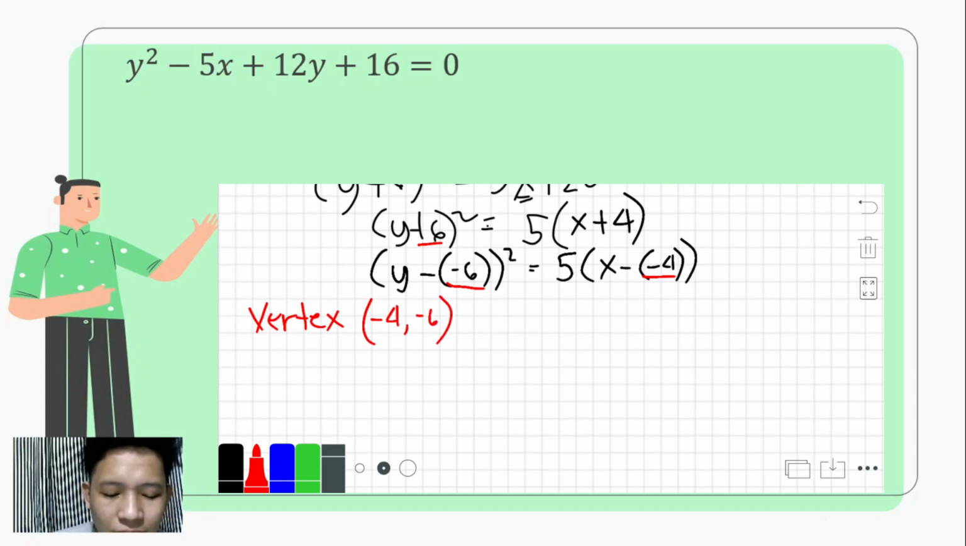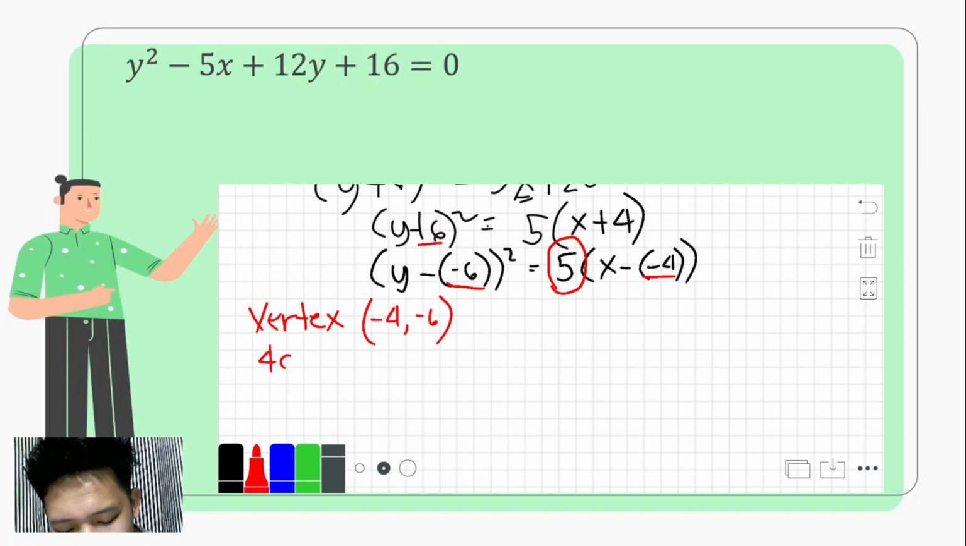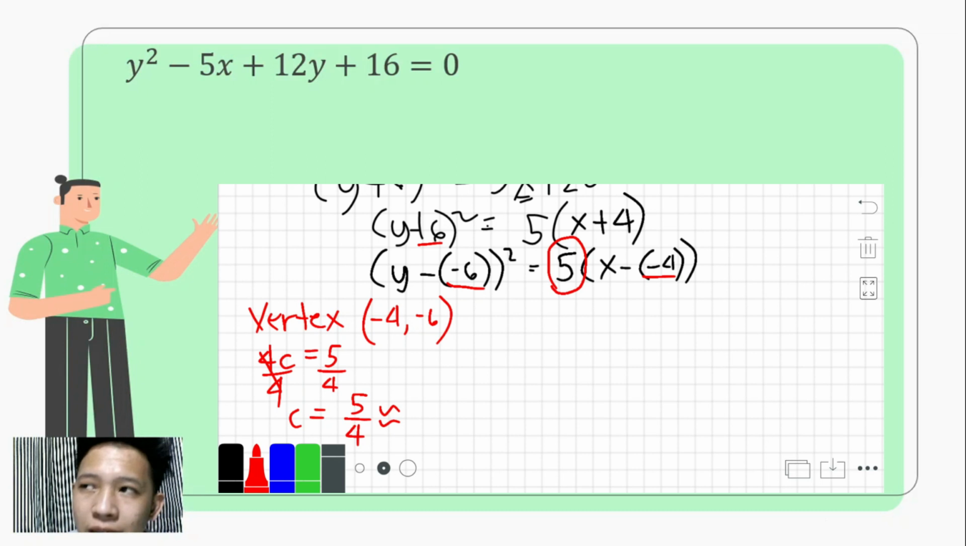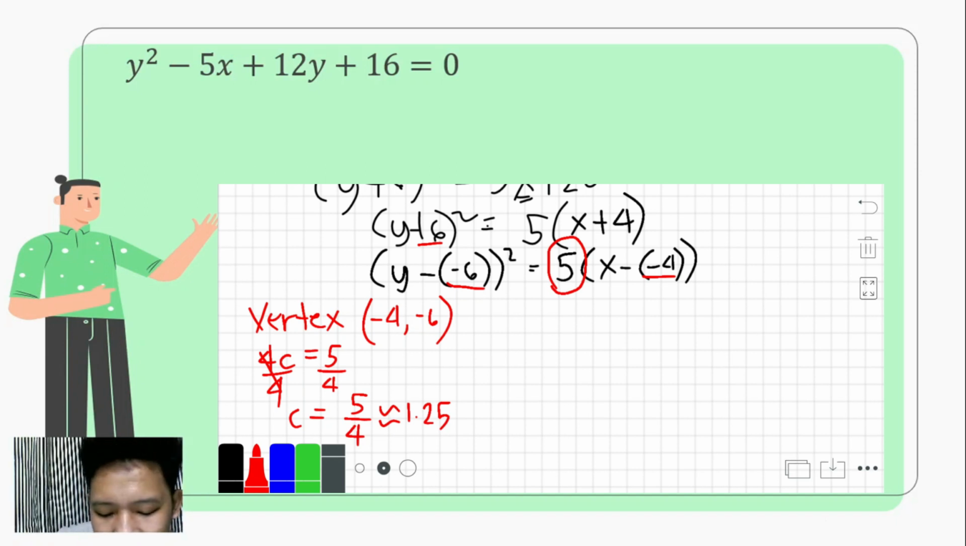And then, since ang 5 natin dito is actually the length of our latus rectum, that is actually 4c. Okay, so that is 4c equals 5. And for us to get the value of c, we have to divide both sides by 4, yielding the value of c as 5 over 4. Or this is actually equivalent to what? That is 1.25 if I am not mistaken. Okay? So we are now given the vertex and we are now given the value of c.